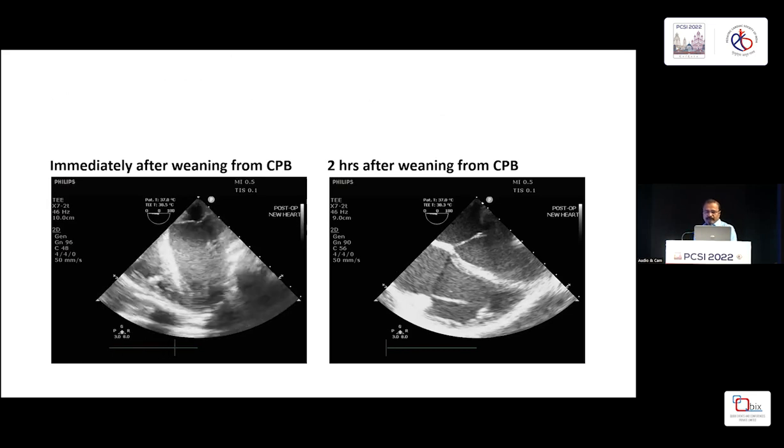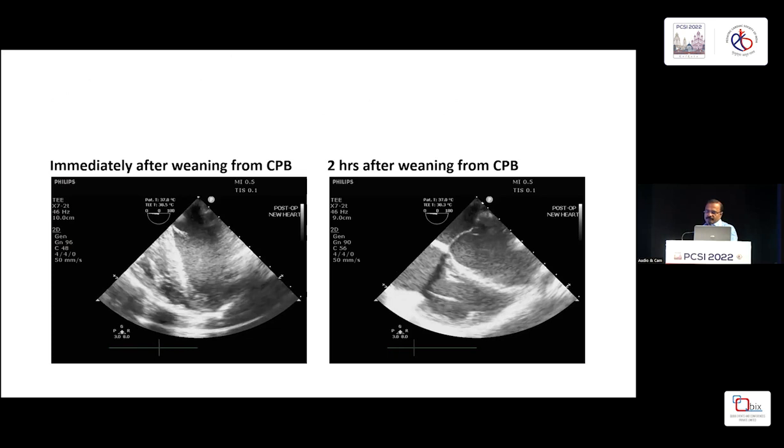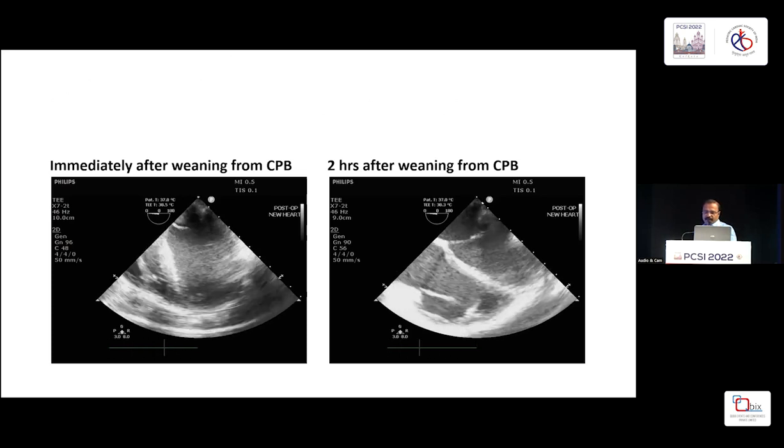When we came off bypass, his CVP was in single digits, LV was contracting well, RV was contracting well, everything was looking very good. While surgeons were doing hemostasis, protamine was given. Then CVP started rising, there was hypotension. And when we did an echo, this was his function. His RV was dilated, LV was dilated.